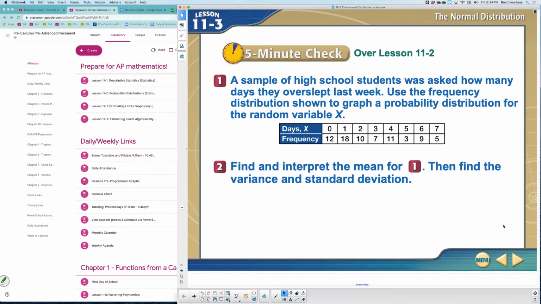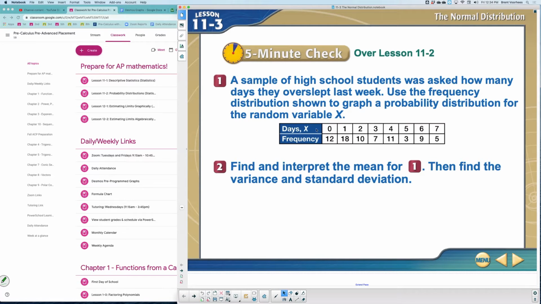Lesson 11.3. Well, let's get started on this Bellringer over lesson 11.2, when we were just looking at probability distributions. Number 1 says a sample of high school students were asked how many days they overslept last week. Use a frequency distribution to graph the probability distribution for the random variable x.